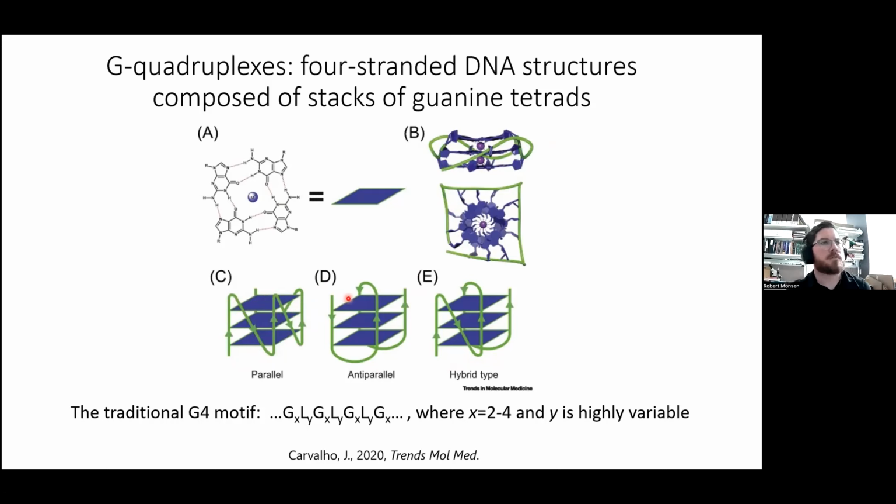So if you were going to search for one of these quadruplexes in the genome, the traditional motif is shown down here. You have 4 guanine tracts separated by 3 loop regions where the guanine tract X here is between 2 and 4, and Y can be highly variable, but at least 1.